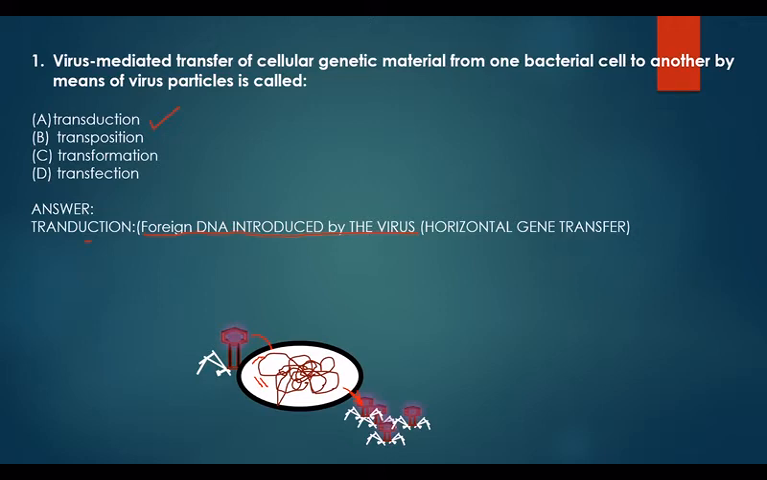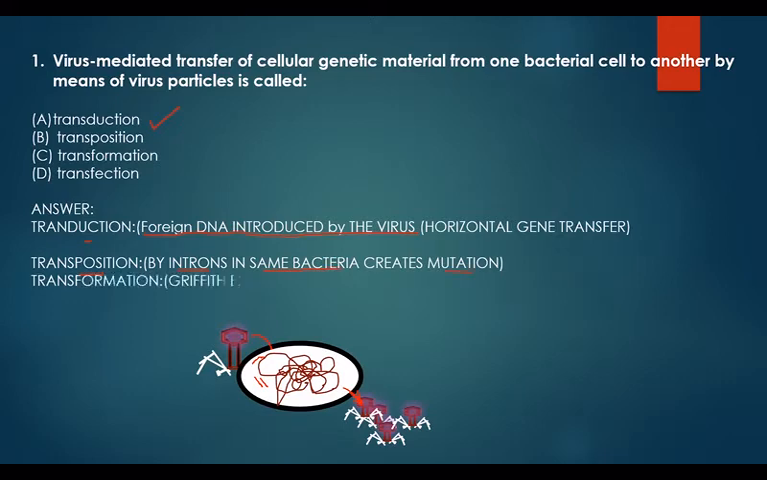So other options are transposition. It means the position is changed by jumping genes, which are also known as introns. So in some bacteria, the jumping genes jump and create mutation. This is known as transposition. Next is transformation. That is transformation of one strain to another strain in the same species. In the Griffith experiment we have seen live R2 is changed to live S3 by taking the S3 gene that is present in the media. So this experiment is an example of transformation.